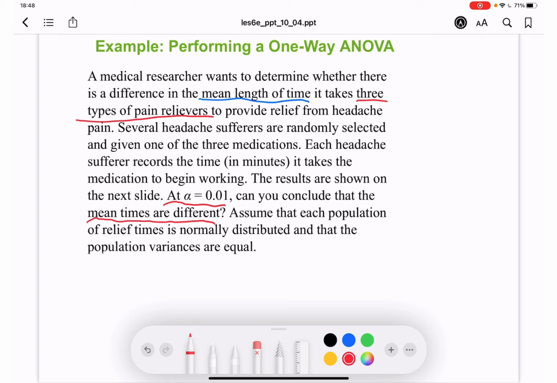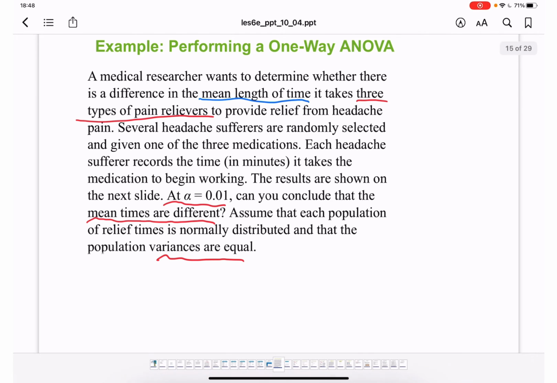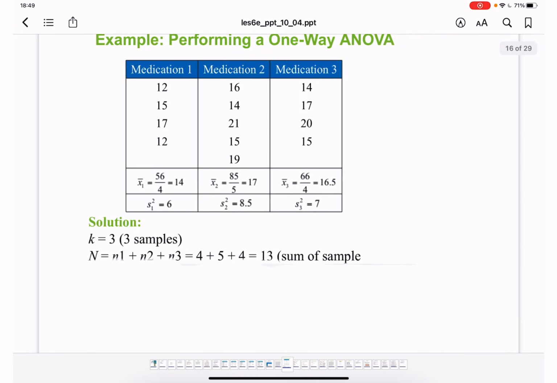Assuming that each population of relief times is normally distributed and the population variances are equal. We assume that variances are equal. That is going to be our null hypothesis, because we always assume they are equal unless the hypothesis test points us to otherwise in the decision.